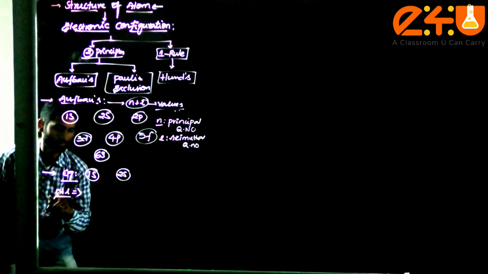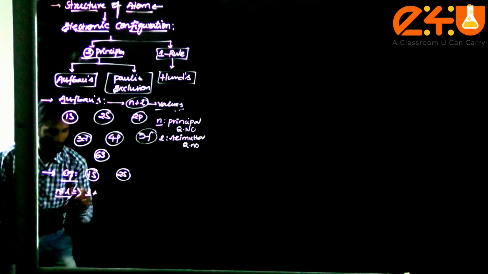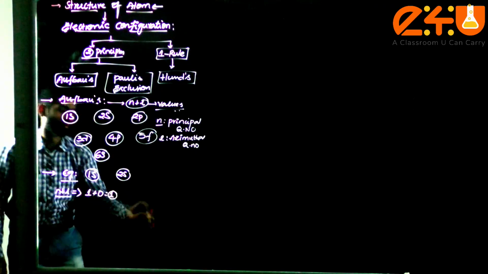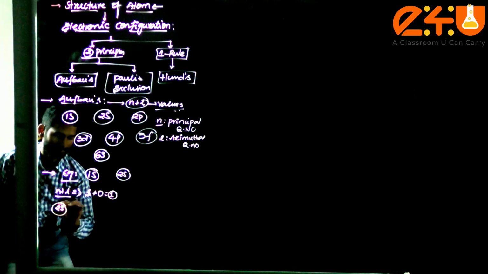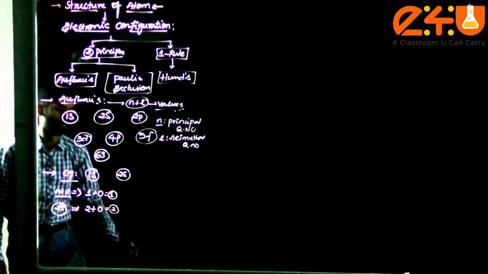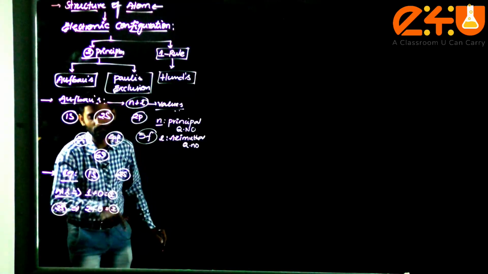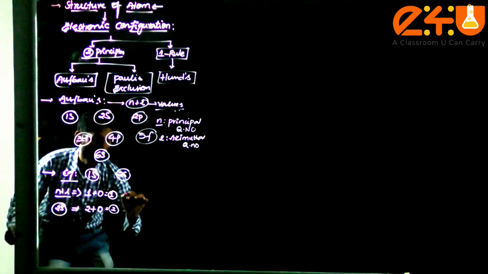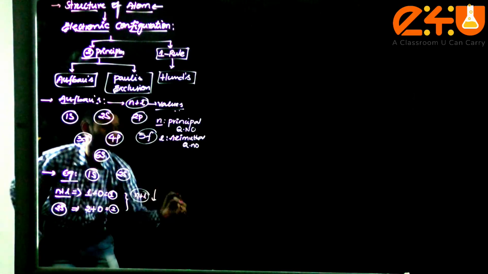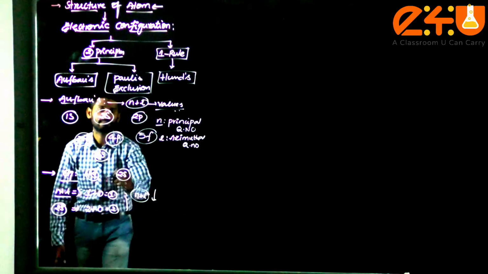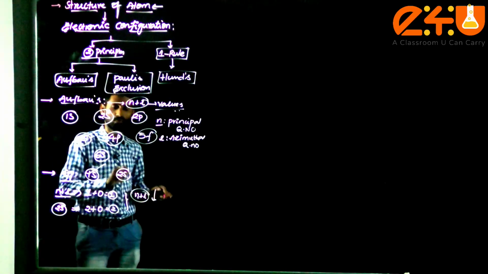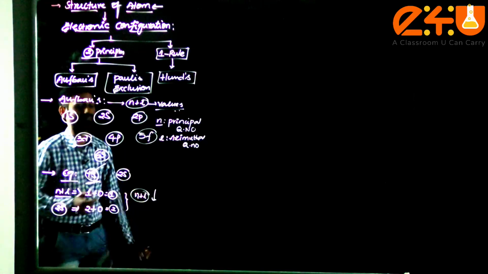Let me write the n plus l values. For 1s, n is the principal quantum number, 1, plus the l value for the s orbital, 0, which is equal to 1. Now for 2s: 2 plus l value for s orbital 0, equal to 2. So I calculated n plus l for both. Those subshells which have the lower n plus l value, the electron will enter first in that particular subshell. Comparing 1s and 2s, 1s has the lower n plus l value, so the electron enters 1s first.